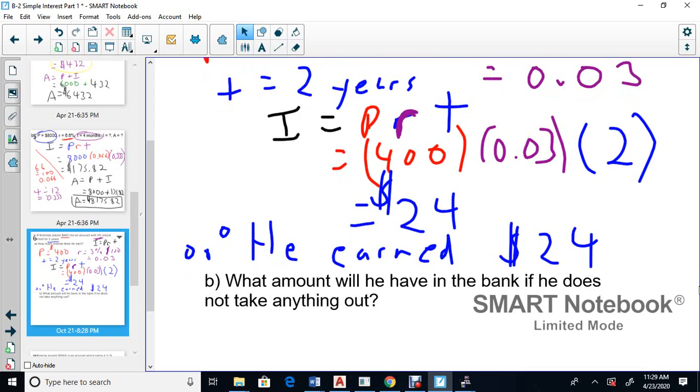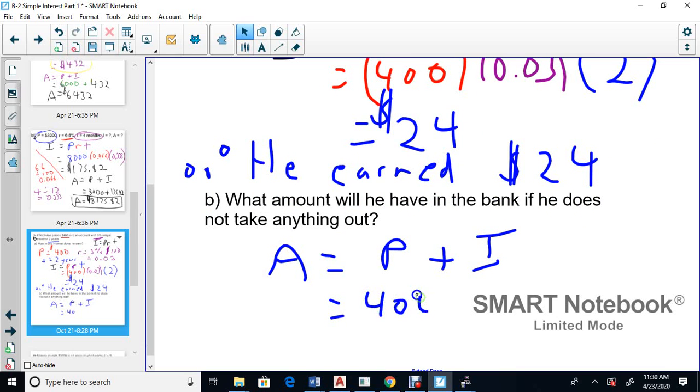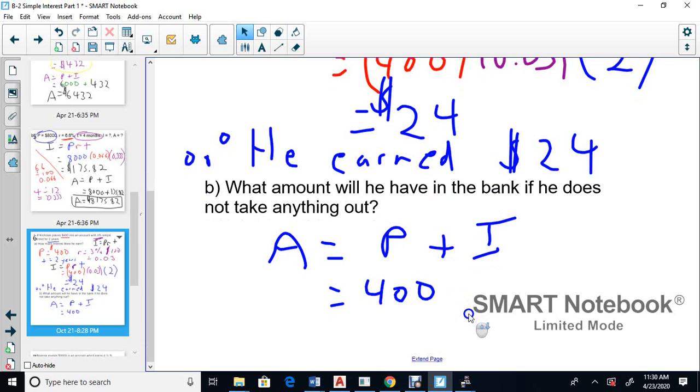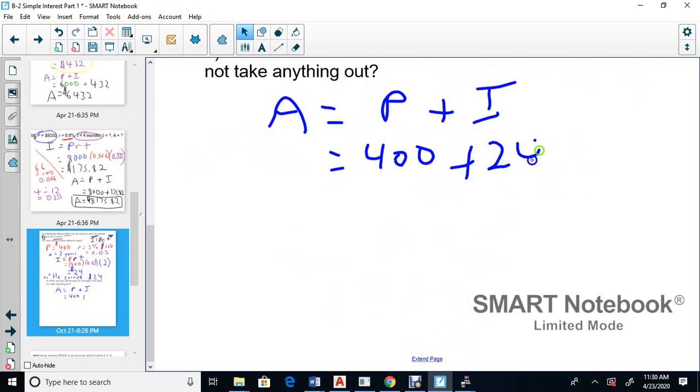Okay, what amount will he have in the bank? Well, if he earned 24 and he put in 400, you add the two. So you put in 400 at the start and earned 24, so now you add the two. Or you can just use the formula. So the amount equals whatever you start, the principal you start with, plus the interest earned. So the amount you started with was 400. That's what they put in the bank. And the amount earned was 24. So plus 24. So altogether, 424.